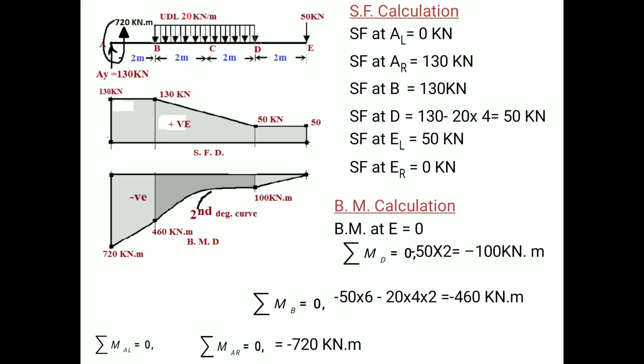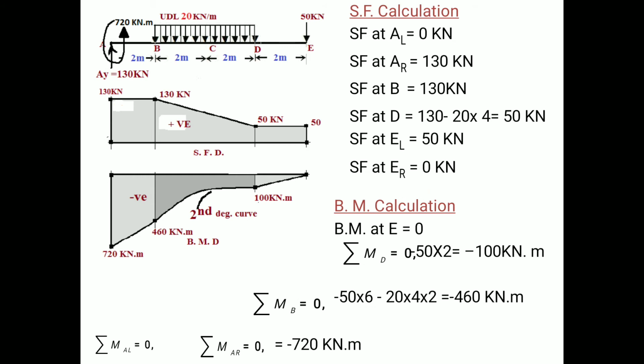Shear force at left of E is equal to 50 kilonewton because from D to E no load is acting over there, therefore the value of shear force will remain constant. And as usual, shear force at right of E or shear force at the end is equal to 0. So from the calculated value of shear force, we are going to draw the shear force diagram.